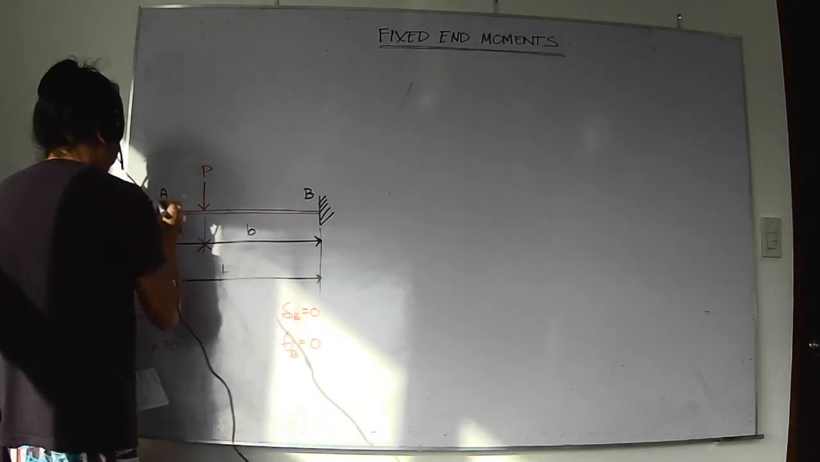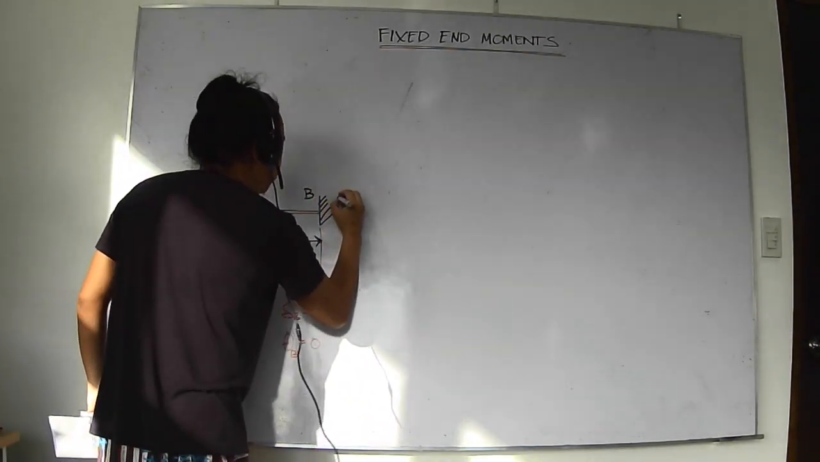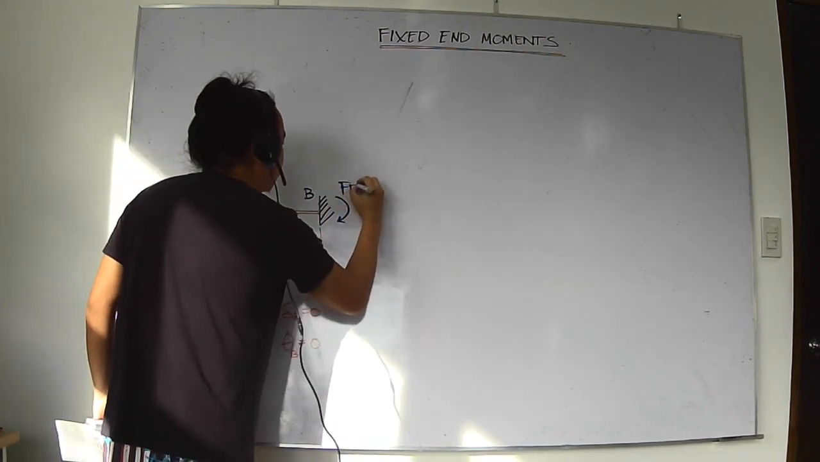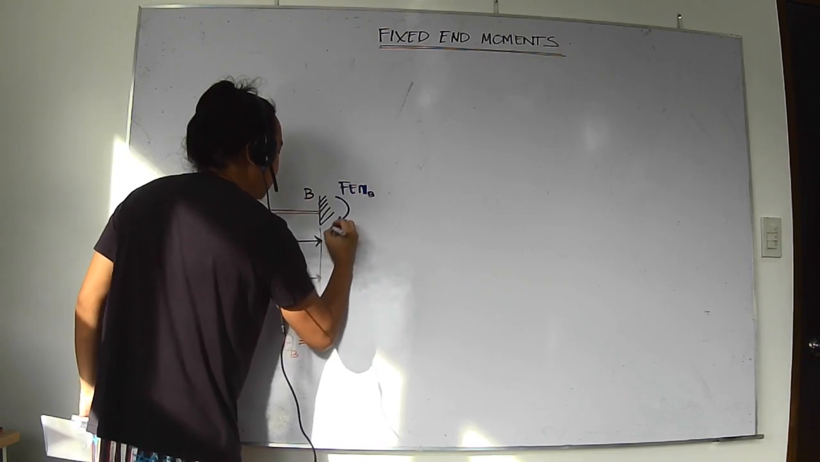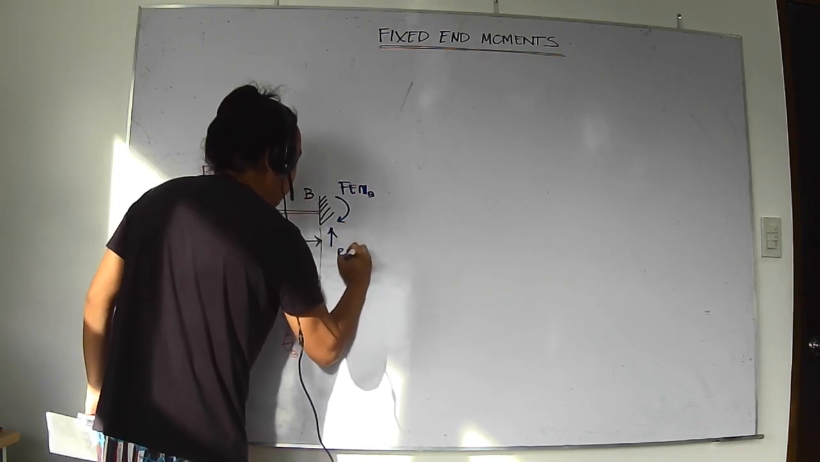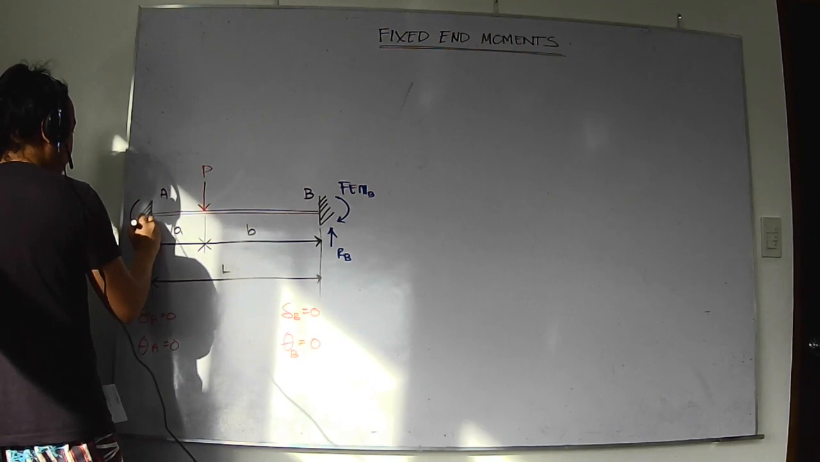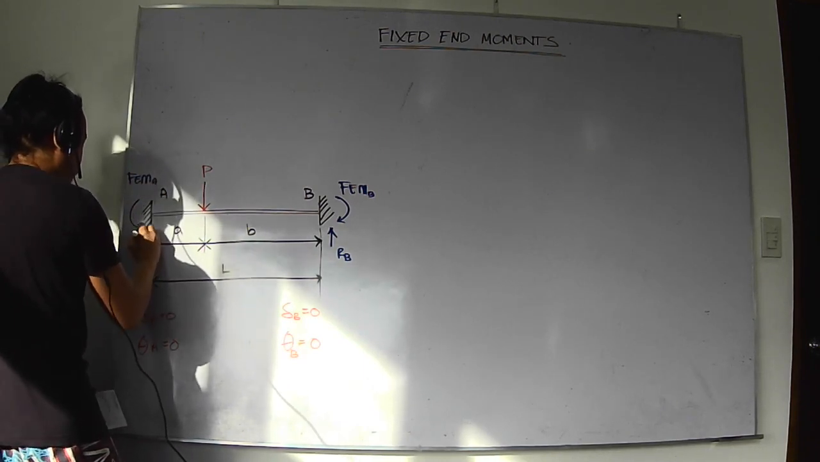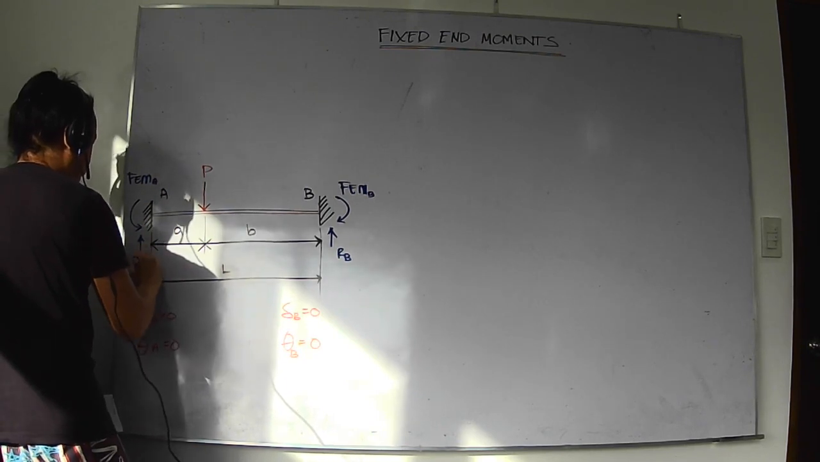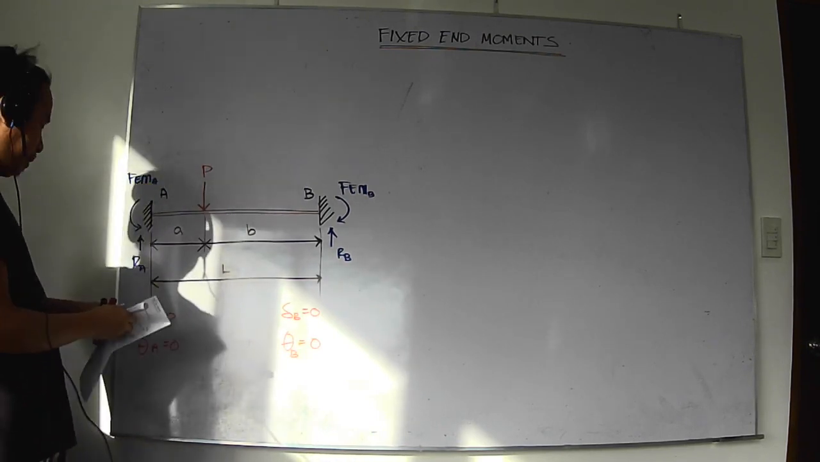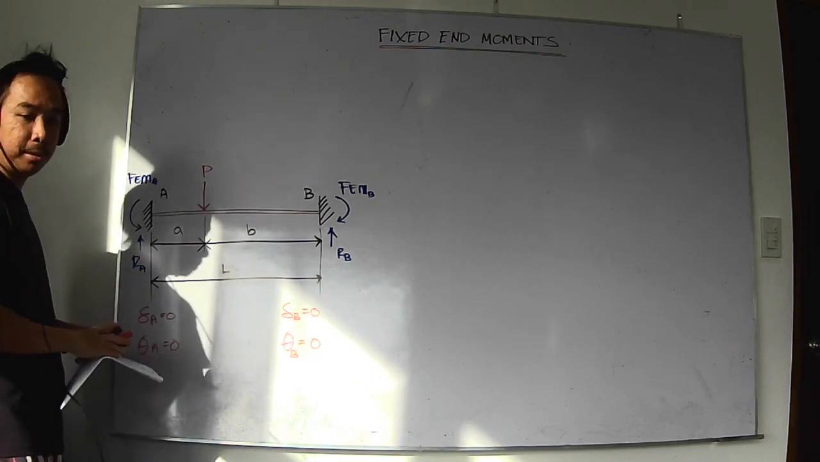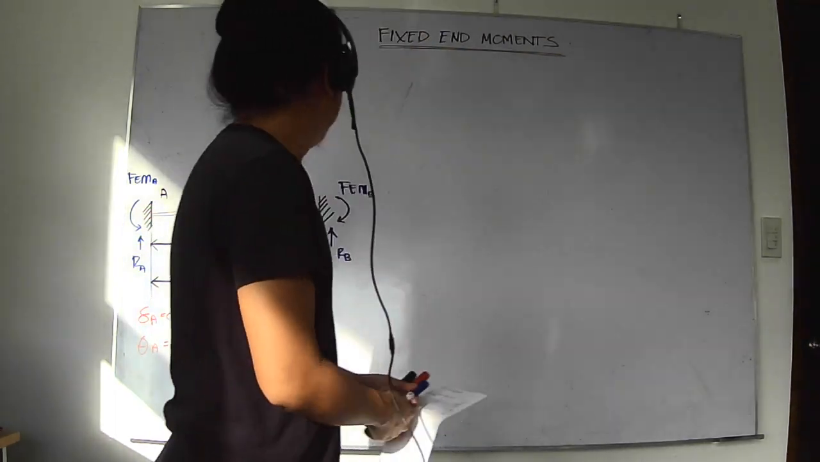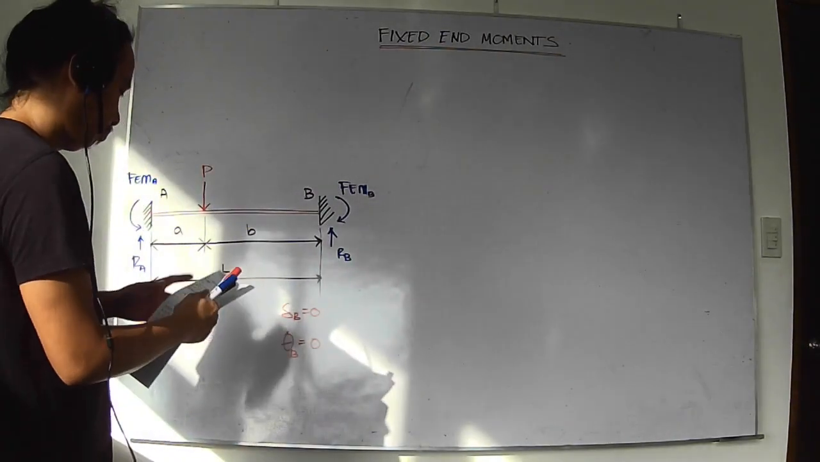Now, in this case, I would like to call the resulting reactions FEM B, with RB, and likewise FEM A, with RA. FEM stands for fixed end moments. Is that clear? Hopefully. So we have something like this.